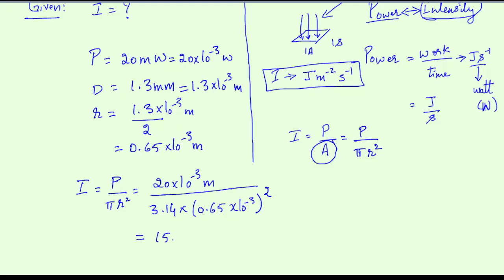Solving this, we get 15.08. I have divided 20 by 3.14 and 0.65 squared. I have done only that. Some of the students struggle to write correct powers of ten, so I am breaking up the problem in this manner. I take only the numerical values, and I'll not include any of the powers at this stage. If I do 20 divided by 3.14 divided by 0.65 divided by 0.65, I get 15.08.